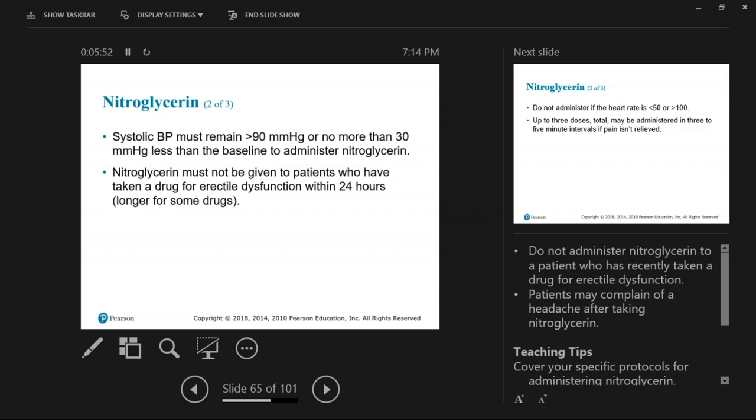And again, if anyone is taking any of the erectile dysfunction drugs within 24 hours, or longer for some drugs, I think Viagra is 24, Cialis and Levitra are 48, and I don't know the newer one, that's a relatively new one. It might be even a newer one. I'll have to research it again. Because, I mentioned this before, you do not want to give nitro to anyone who's on that stuff. You give them the nitro, and their blood pressure is just going to plummet, and you're not going to get it back.